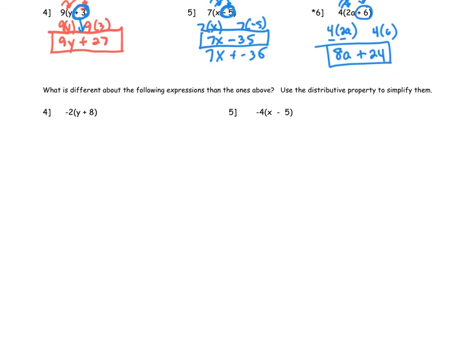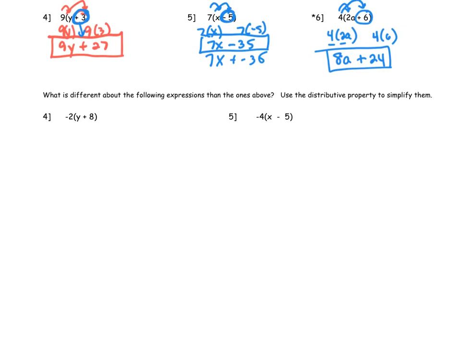So would you please look at number 4 and number 5? The question says, what is different about the following expressions than the ones above? And it is indeed that negative number outside the parentheses. So this is kind of a game changer. We have to be very diligent when we're working with our integer signs. So we're going to start this just like we would if we were working with another expression that didn't have a negative.